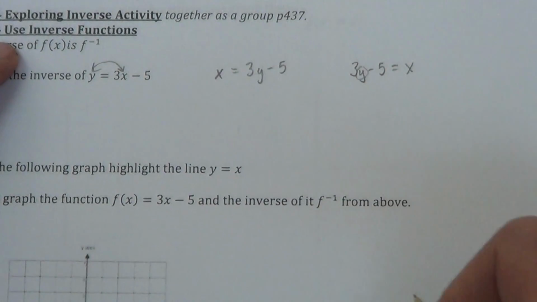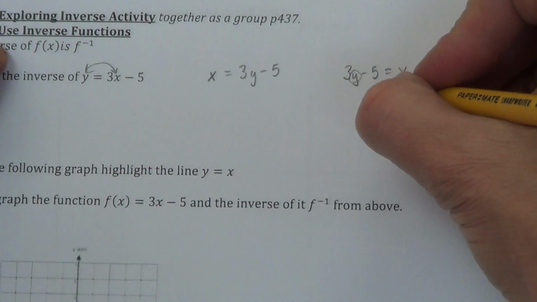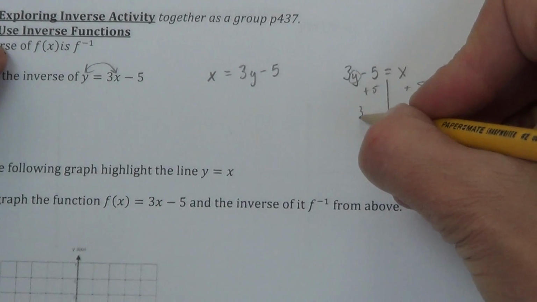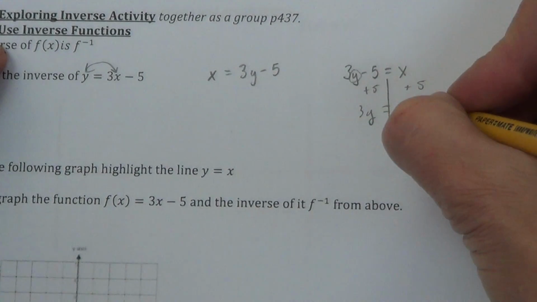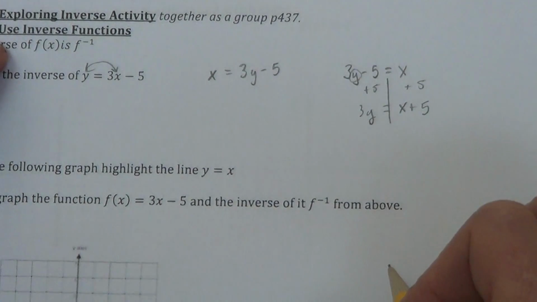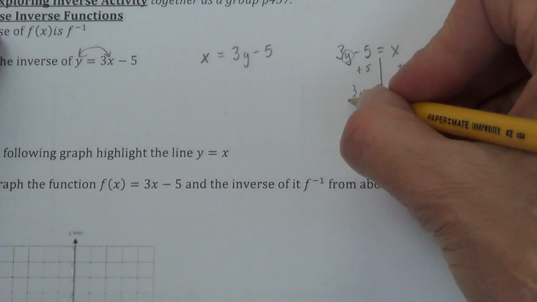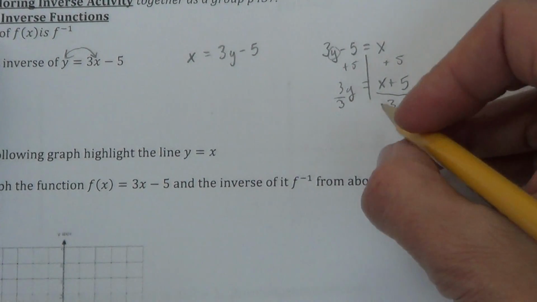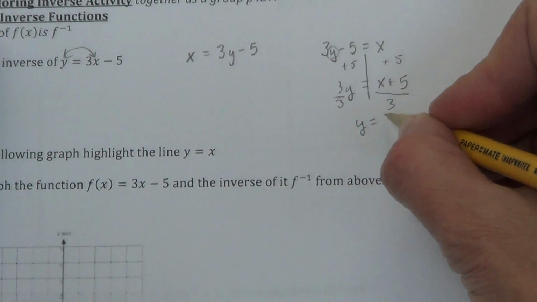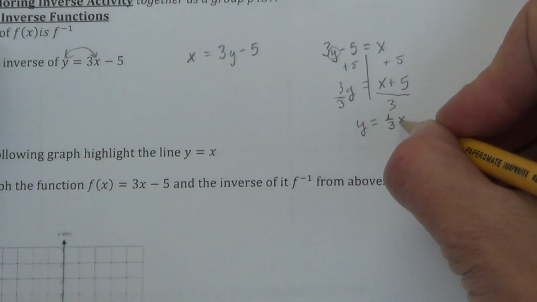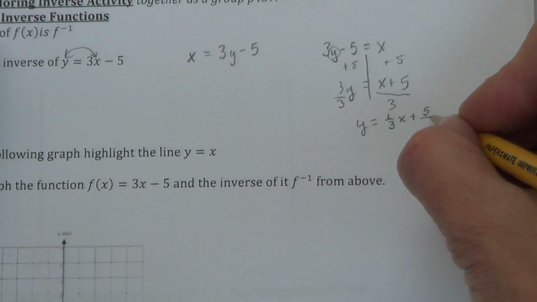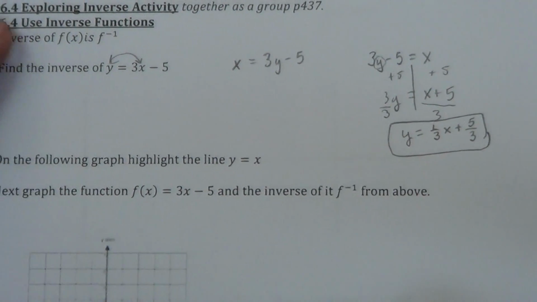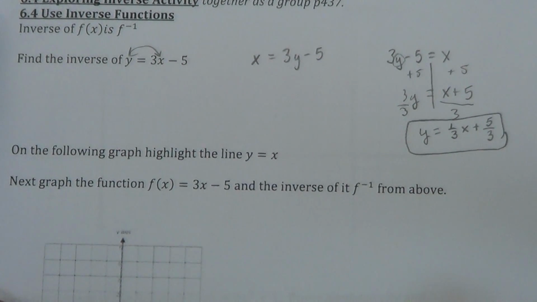Now get the y alone. In order to get it alone, we would add 5 to each side. We would get 3y equals x plus 5. Now, in order to get the y by itself, we have to divide by 3. That means we have to divide each of these by 3. So we end up with y equals 1/3 x plus 5/3. And that is our answer. That is the inverse, just by swapping those back and forth.